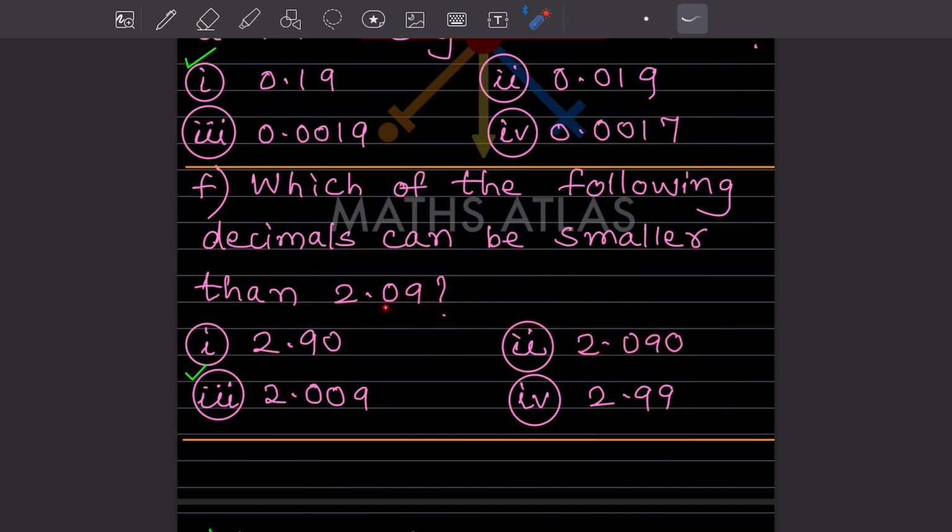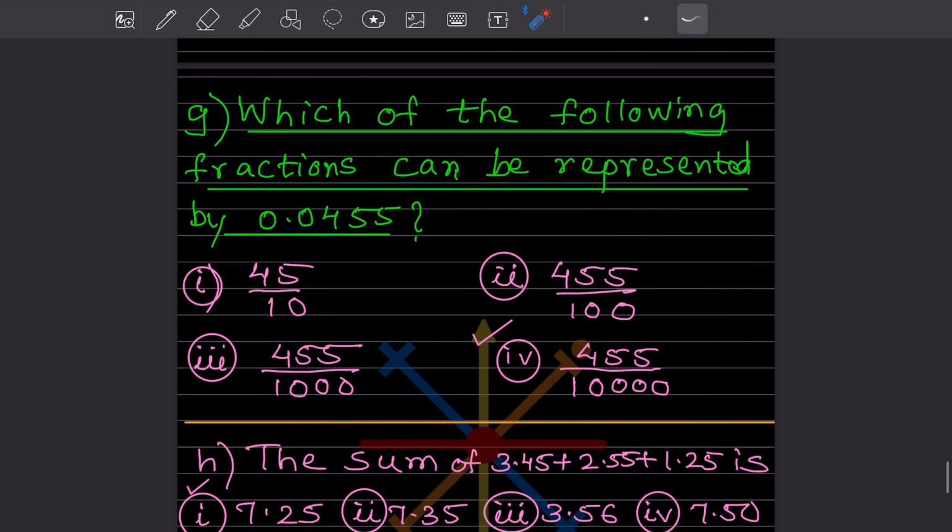If we are taking here, they said smaller. Now 0 is here. Of course, this is the bigger, 9 and this is 0. So this is the correct option. Here definitely not, because this is a bigger number. So this definitely not.